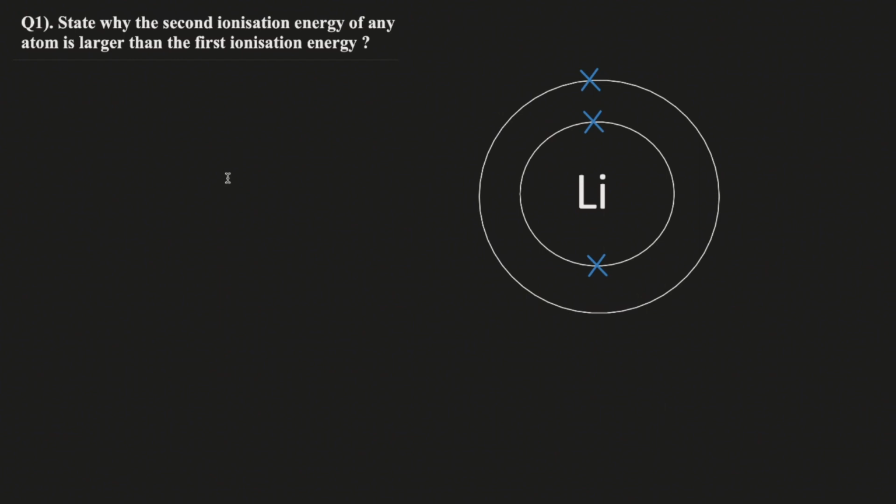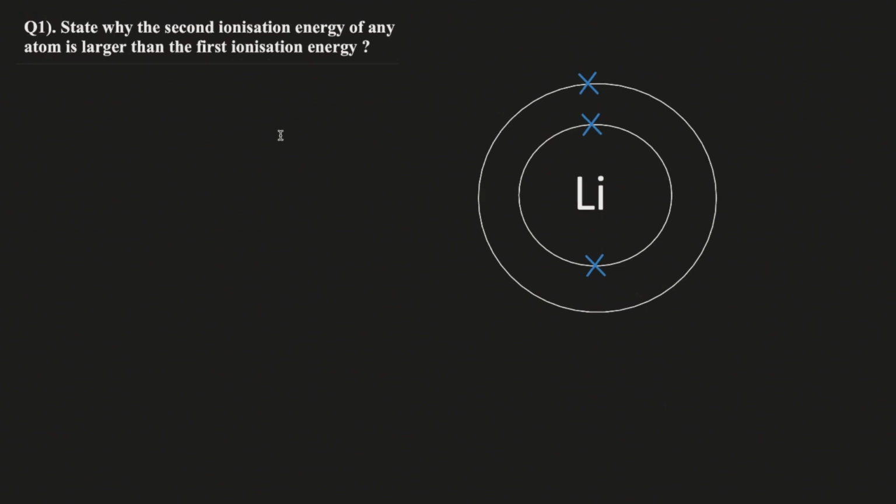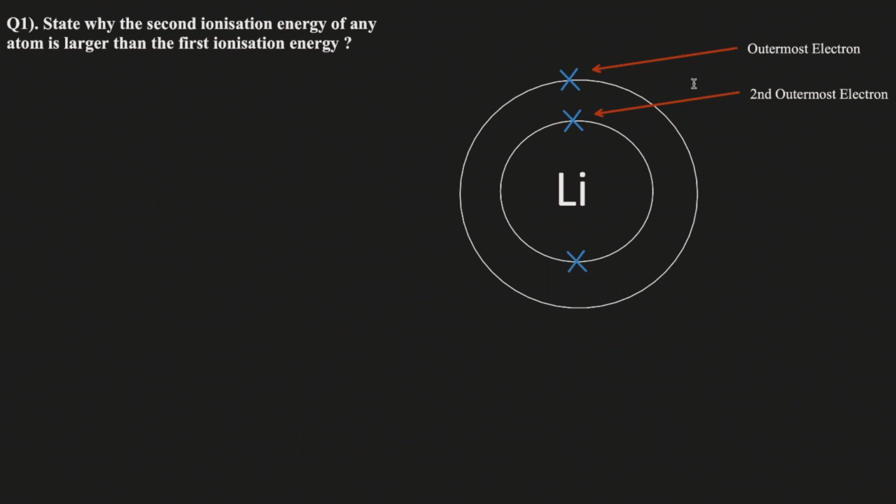So the answer to this question is as follows. The second ionization energy of any atom is larger than the first ionization energy because the second ionization energy involves removing the second outermost electron of an atom. The second outermost electron of an atom is closer to the nucleus. So the outermost electron of any atom is further away from the nucleus than the second outermost electron. So since the second outermost electron is closer to the nucleus, it experiences stronger electrostatic attraction compared to that experienced by the electron furthest away from the nucleus.